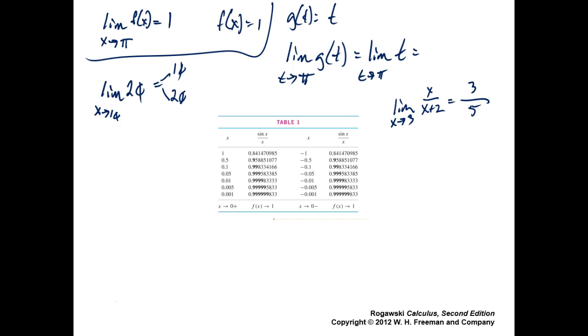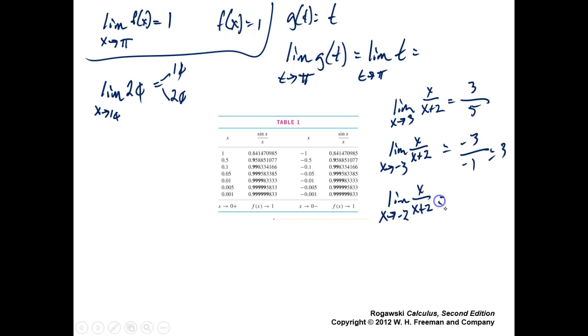Okay? Now, how about the limit of that same function as x approaches negative 3? Negative 1. 3. So that would be 3. Absolutely. So what's the limit of that function as x is approaching negative 2? Undefined, it has no limit.